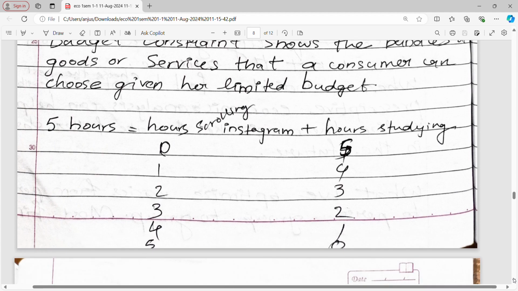So it's not only about finance, it's also about money. If you have 5 hours, you can use these 5 hours for scrolling Instagram or for studying. So you may use the whole 5 hours for studying, you may use the whole 5 hours for Instagram, or just 1 hour for Instagram and 4 hours for studying, like that. It can vary.